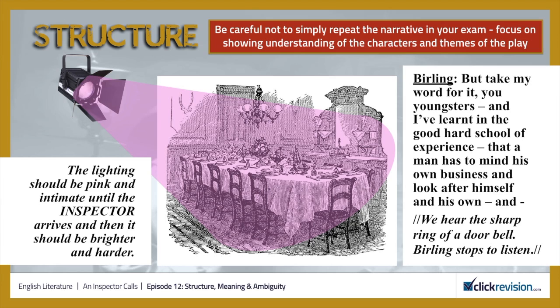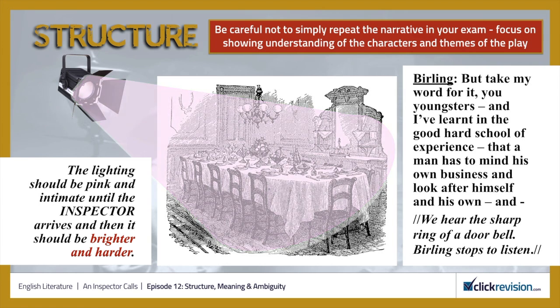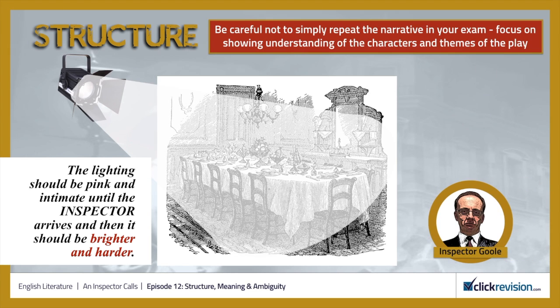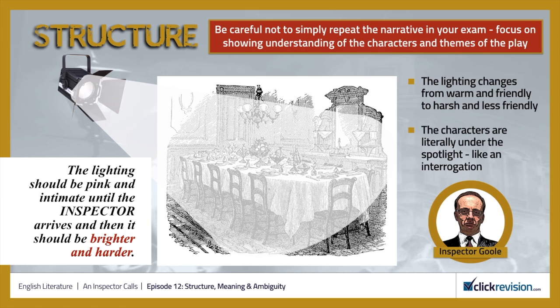And it's exactly this point when the inspector arrives. The stage directions tell us that Birling is interrupted by the doorbell, just as he is telling everyone that a man has to mind his own business and look after himself. At this point, the Birlings' lives are about to be turned upside down. Their happy celebration is over, and the house on stage responds accordingly. The lighting goes from pink to brighter and harder the moment the inspector arrives, and stays that way until he leaves. The stage now looks colder and less friendly.